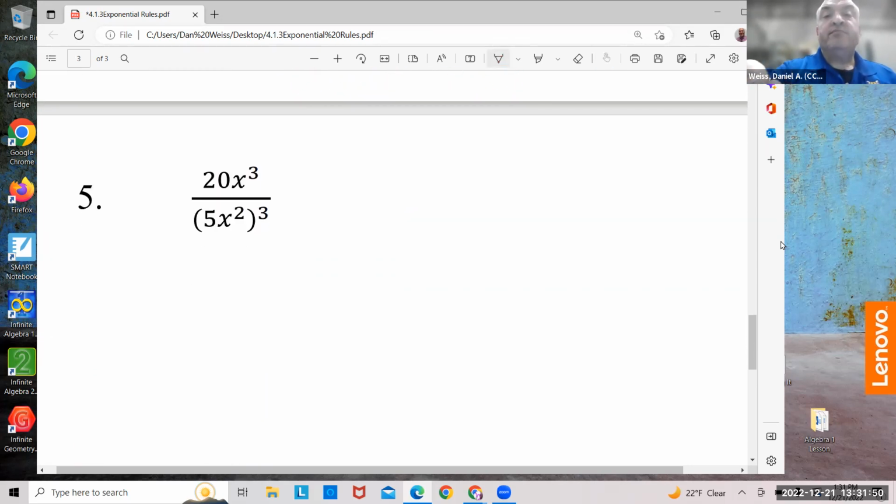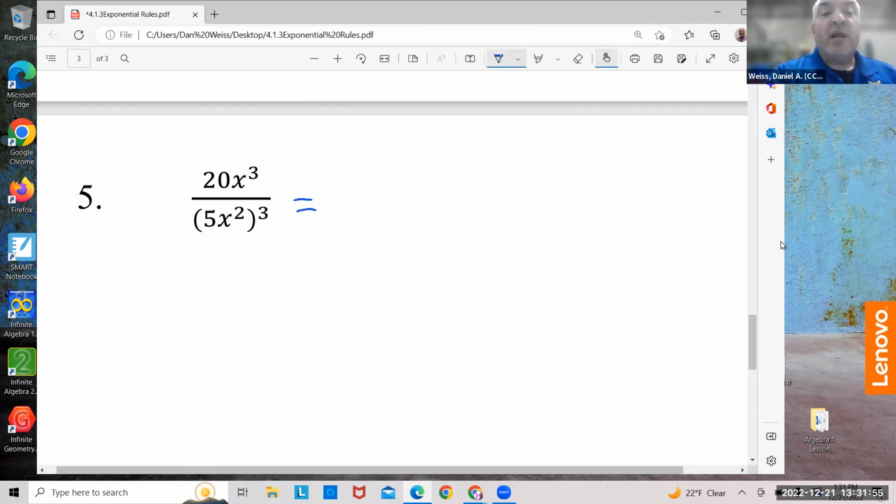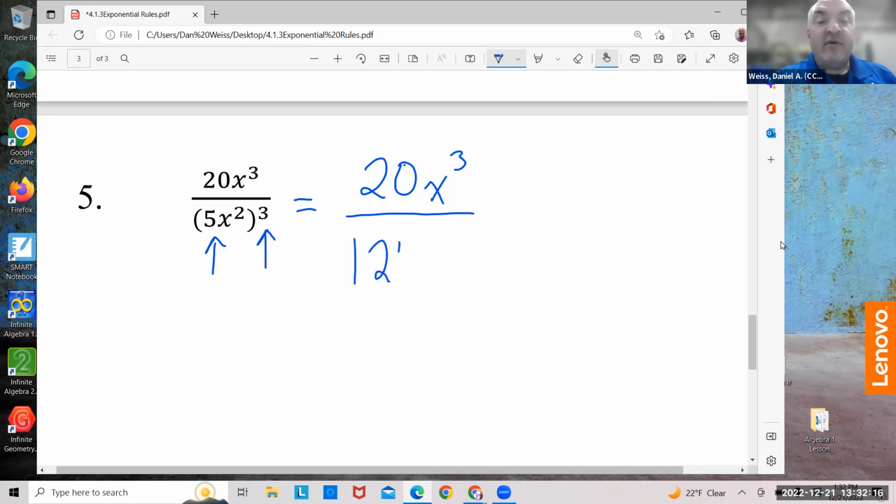Let's do one more. Okay, Mr. Boyce. 20x to the 3rd. I'm going to leave that alone for a moment. Over 5 to the 3rd. I'm going to take this 5 to the 3rd power. 5 times 5 is 25. 25 times 5 is 125. That's 5 to the 3rd power.